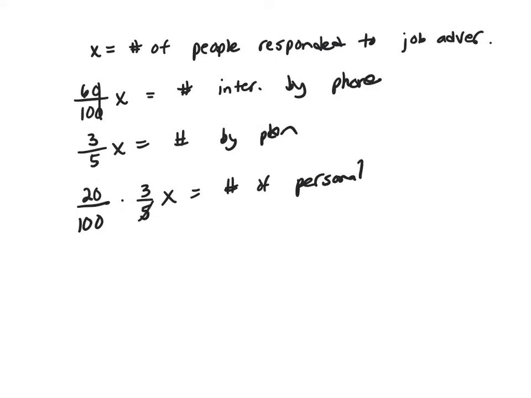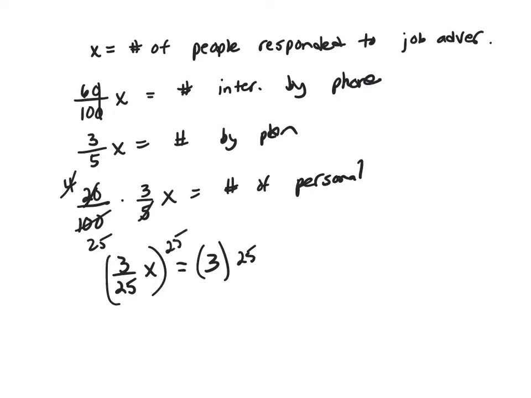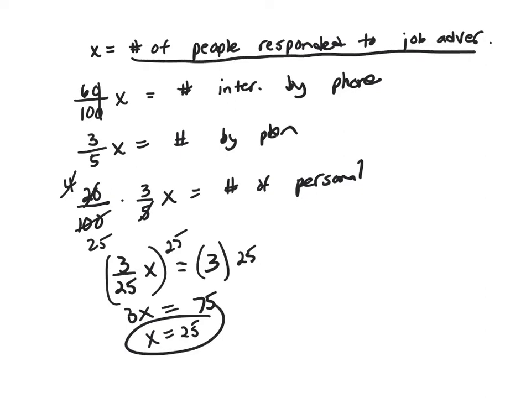And 5 will go into 20 4 times, and 4 will go into 100 25 times. So that's 3 over 25 X is the number of people that got personal interviews, and they tell me in the verbiage that there were 3 of those. So you set it equal to 3 and multiply both sides by 25 to clear your fractions, and that's 3X equals 75, X equals 25. That's the number of people who responded to a job advertisement.